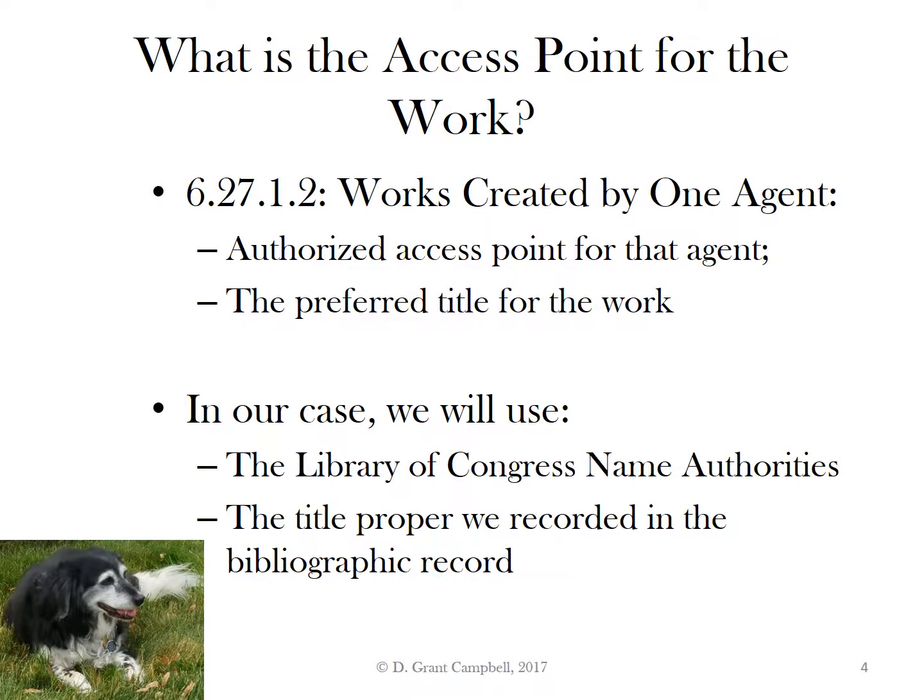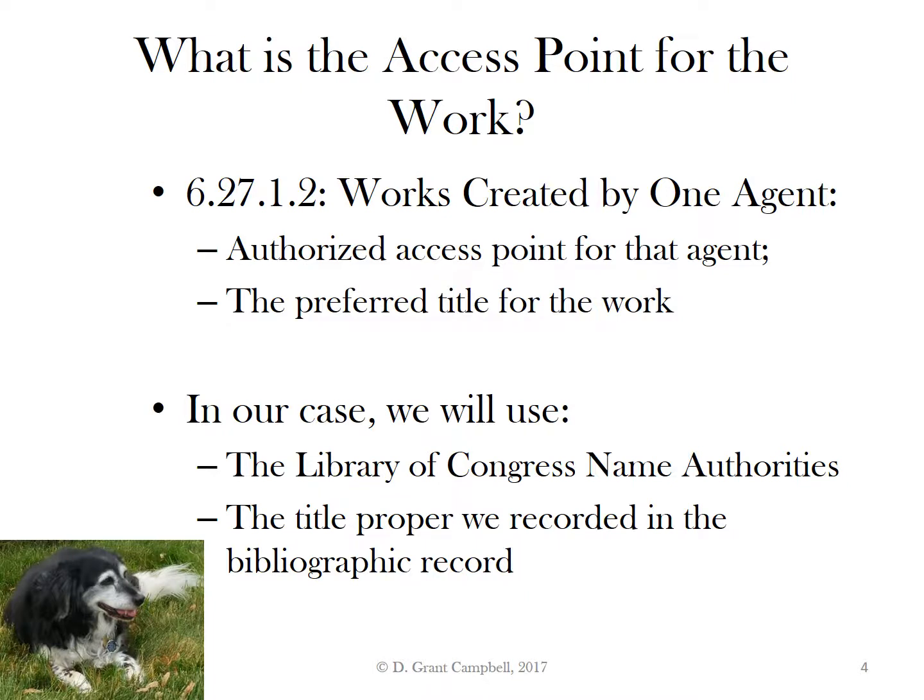In addition to this information, we also need to establish the access points that we're going to use for this resource. And we start by defining the access point for the work. According to Rule 6.27.1.2, if you have a work that has been created by one agent, one author or one interviewer or one composer or whatever, then the access point consists of 2 things. It consists of the authorized access point for that agent. So you go to the authority file and you find the authorized form of that person's name, together with what you have established as the preferred title for the work.